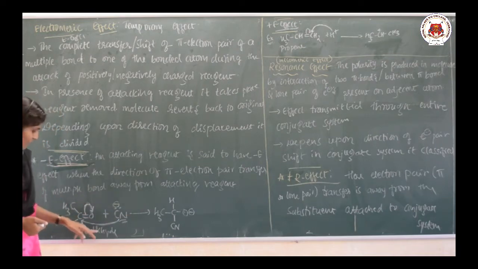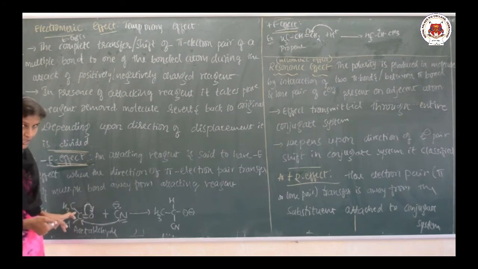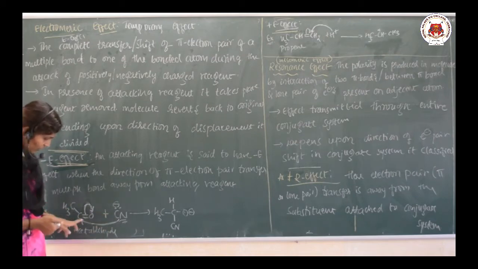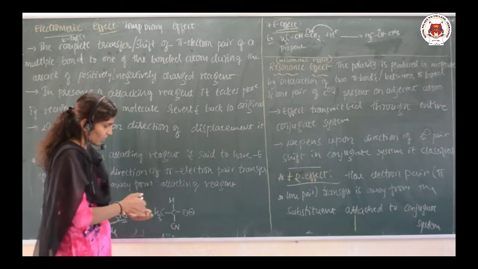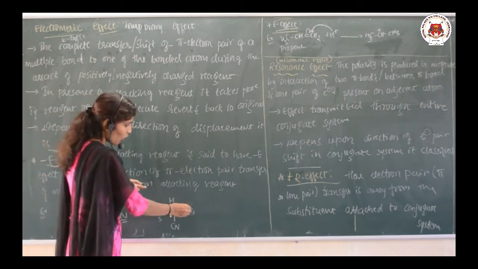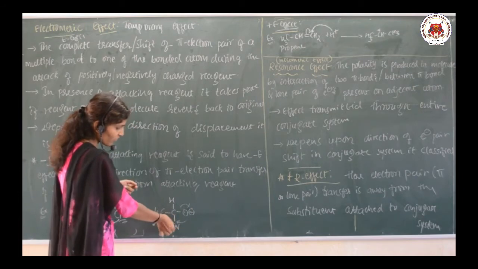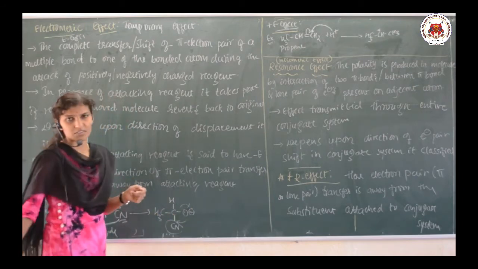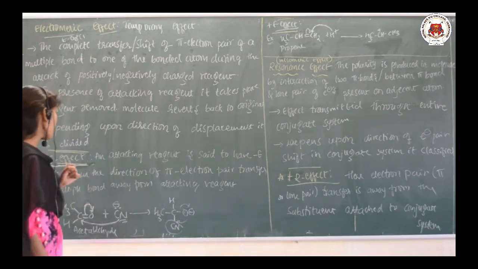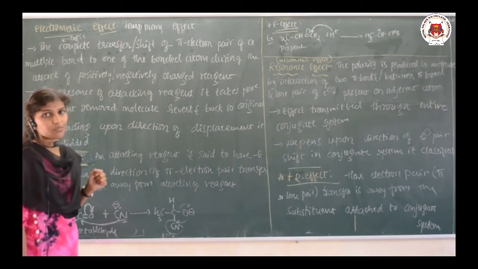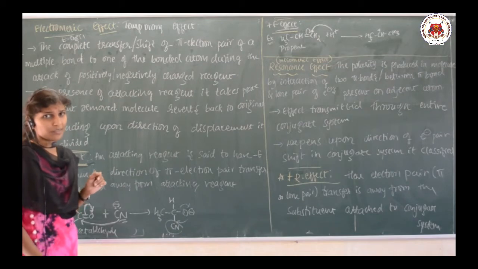So here, look, acetaldehyde: the carbon has one group CH3, one hydrogen, and a double bonded oxygen. When CN attacks on it, this bond gets transferred here and CN gets detached here, and here the pi bond is shifted to the oxygen, which is away from this attacking reagent. So this is how we can explain the minus E effect. Clear? I hope it is clear.